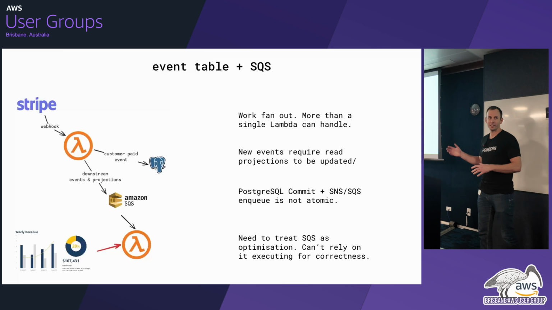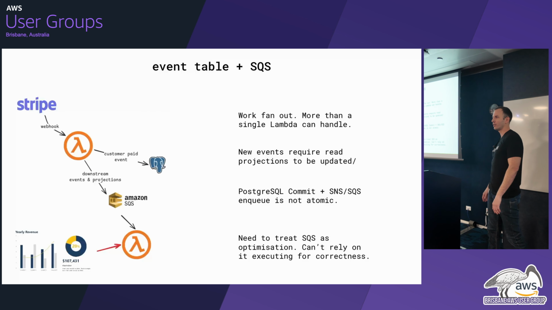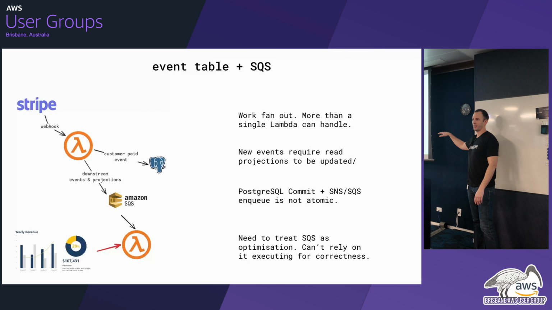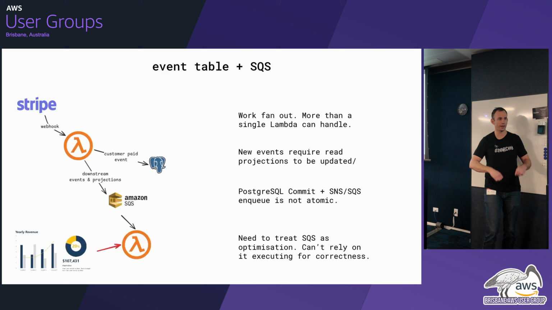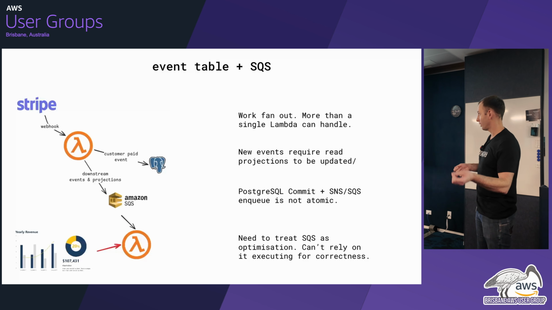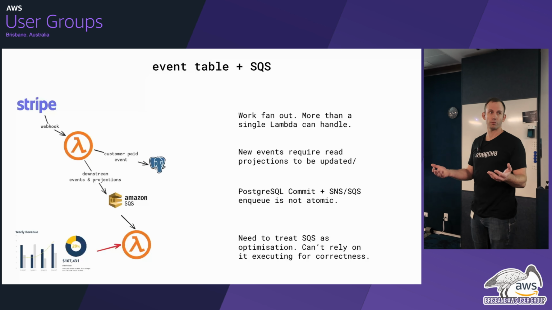So the idea was, let's enqueue a message into SQS, and SNS, SQS will fan that out to a whole bunch of different Lambdas to get stuff done. So you can see down the end there, we've got management, and they're using some reporting tool. And there's a Lambda right down the bottom there that's running a read projection. It's catching up to the events, and it's updating the report, right?